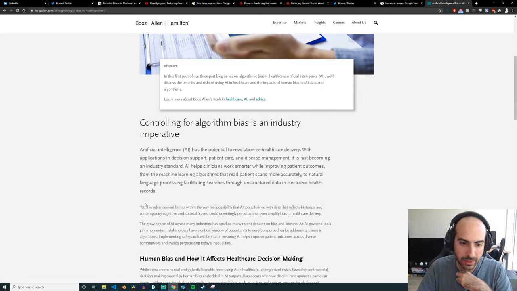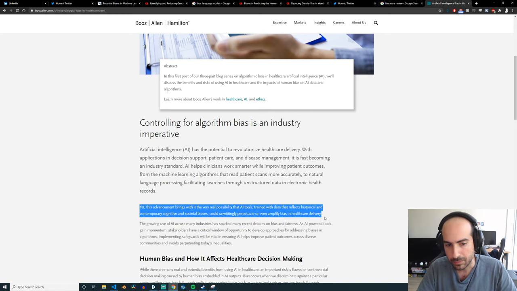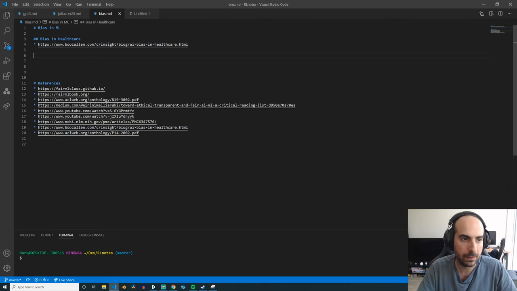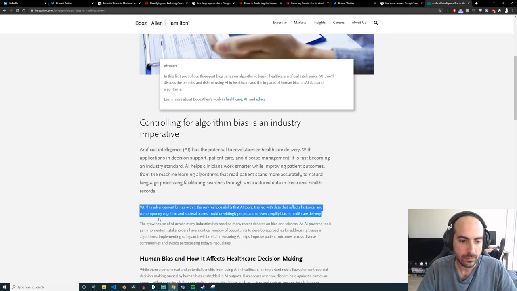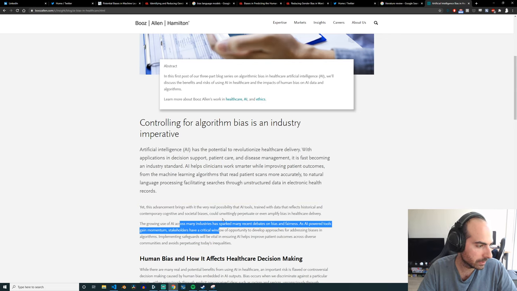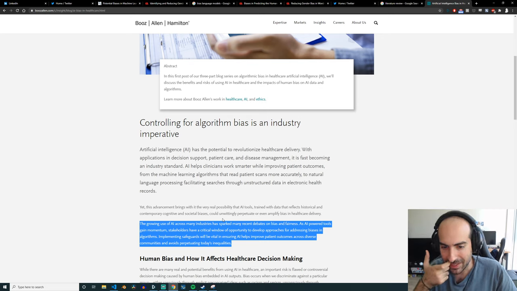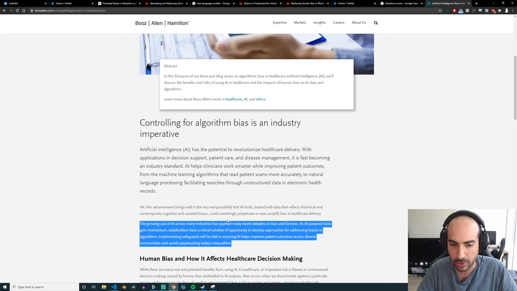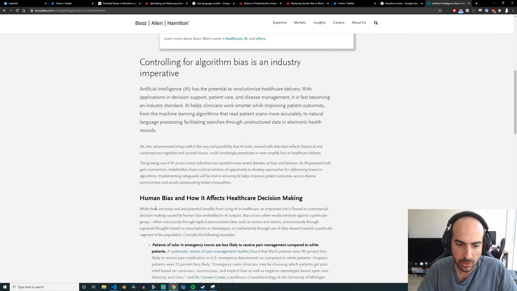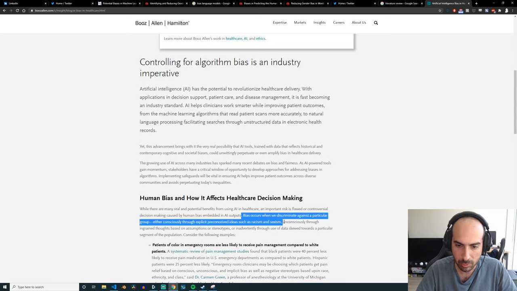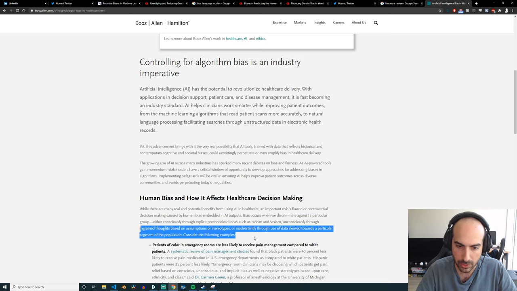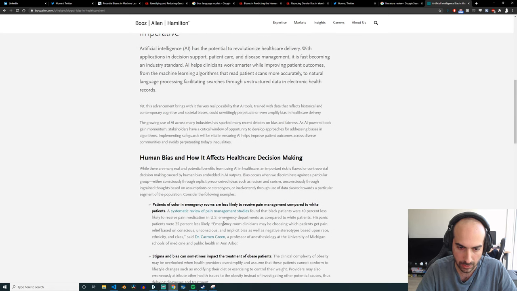Data that reflects historical and contemporary social and cognitive biases could unwittingly perpetuate or even amplify bias in healthcare delivery. Sure, yeah. So the growing use of AI across many industries has sparked many recent debates around AI and fairness. As AI-powered tools gain momentum, stakeholders have a critical window of opportunity to develop a process for addressing biases. While there are many real-world potential benefits from using AI, bias occurs when we discriminate against a particular group, either consciously through explicit preconceived ideas such as racism or sexism, unconsciously through ingrained thoughts based on assumptions or stereotypes, or inadvertently through the use of data skewed towards a particular segment of the population.